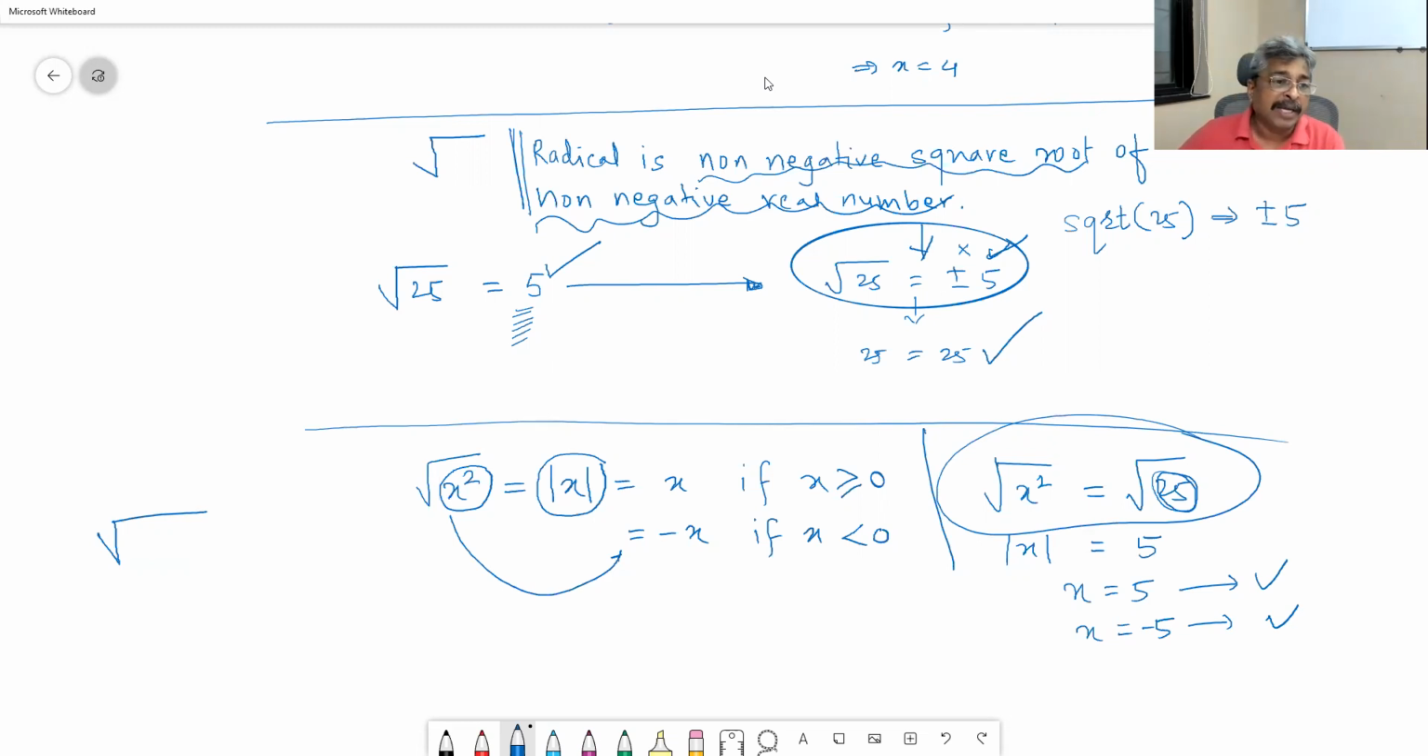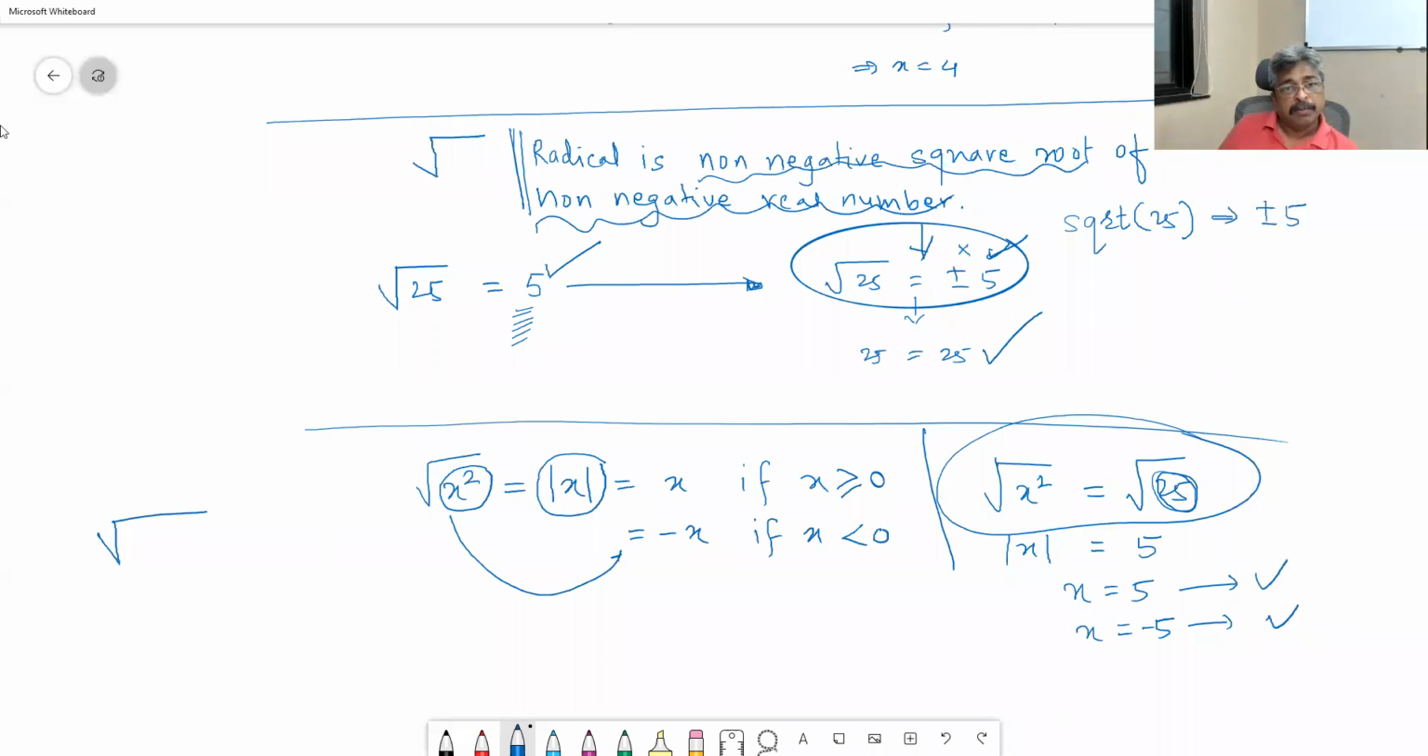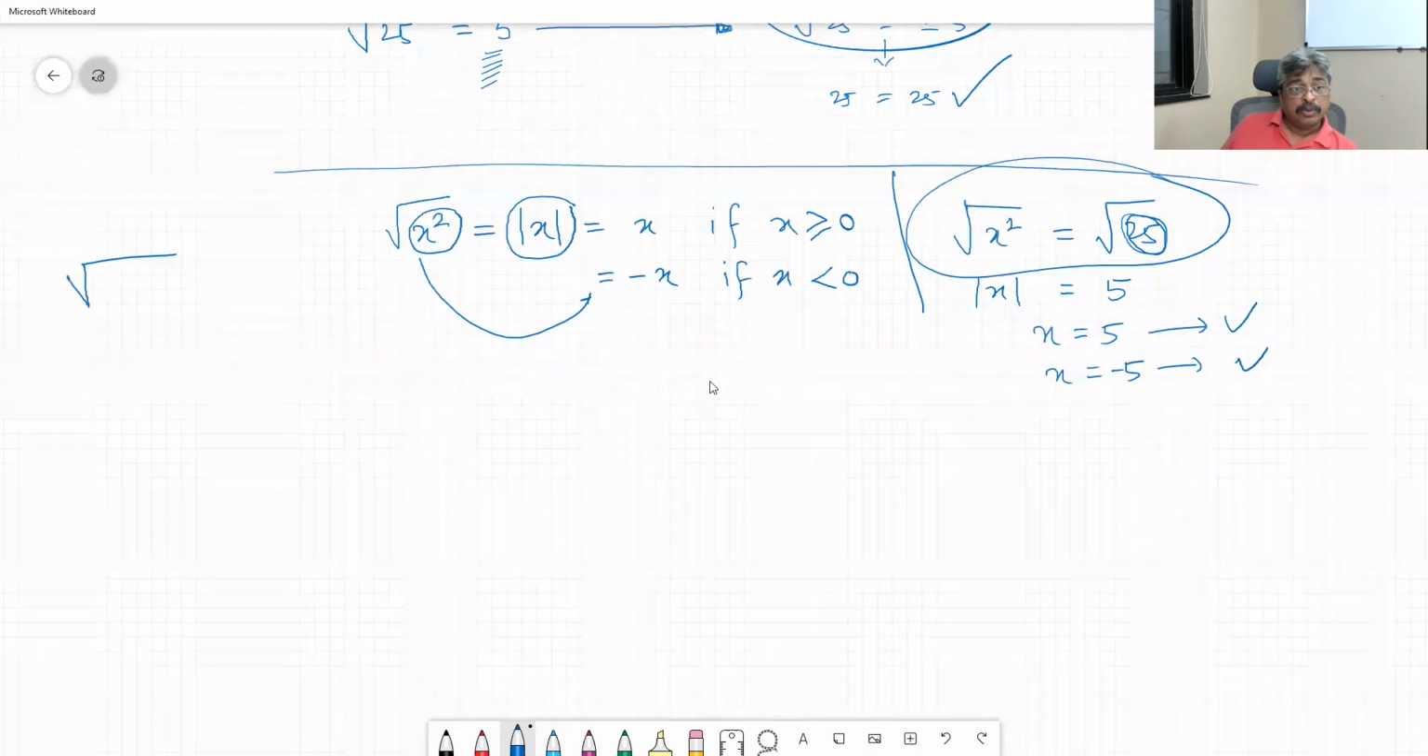I think I am making it absolutely clear to everyone. Very rarely in books also you will find this type of clarity while explaining radical and absolute sign together. Is there any doubt, difficulty to any student? Have you understood? Let me pause. Okay. So if you have understood this, let me give you a numerical.